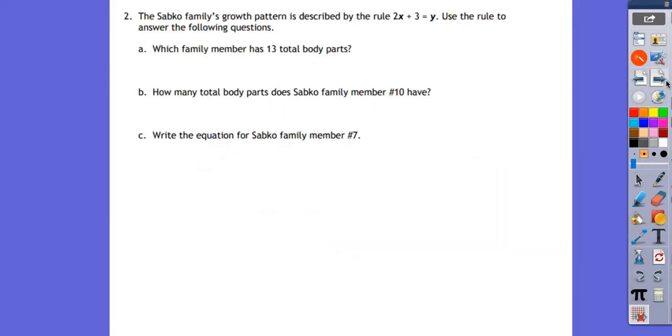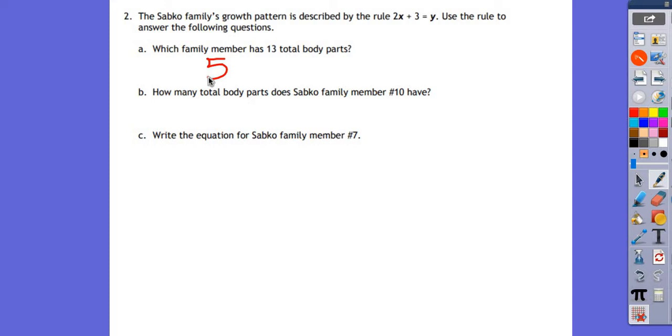Moving to problem 2, we came up with a rule as 2x plus 3 equals y. And we want to use that to see which family member has 13 total body parts. Well, looking at your chart, what member has 13 total body parts? Member 5. But if I didn't know that, I could plug 13 into my equation.